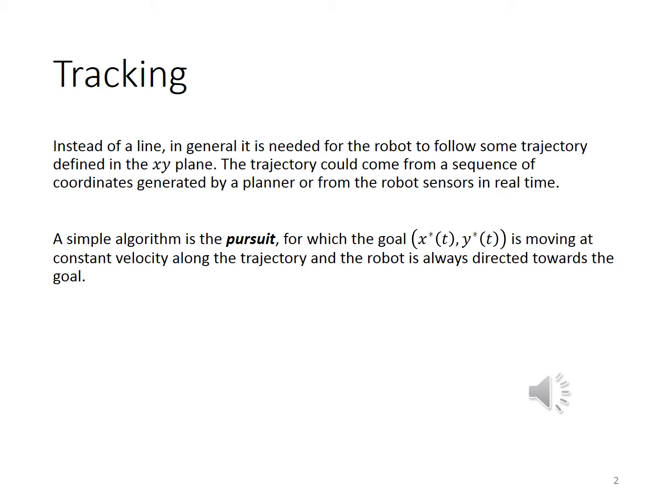Well, a simple algorithm is what we call pursuit, for which there is some goal position, called X and Y asterisk here, and we can see this as a point moving at some constant velocity along the trajectory, and the robot is always directed towards the goal. That's the main idea for pursuit. So instead of following just a line or trying to go to some point no matter how, we're going to try to follow this moving point. Now this goal point is going to move in this plane. That's the strategy that we're going to follow.